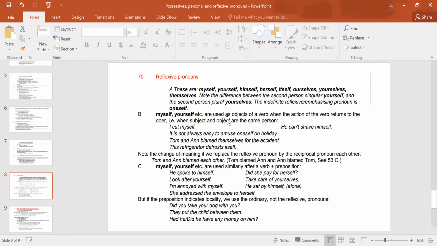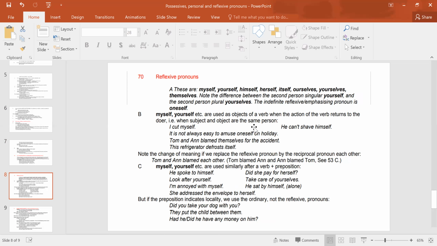Reflexive pronouns. So what are reflexive pronouns? This is the list of the reflexive pronouns. They tell us about the person being already mentioned. And they add more emphasis to the pronouns. We will see some uses of reflexive pronouns over here. Note the difference between yourself and yourselves. Yourself is the reflexive pronoun for you singular, and yourselves is used for the second person plural pronoun. Myself and yourself, etc., are used as objects of a verb when the action of the verb returns to the doer.